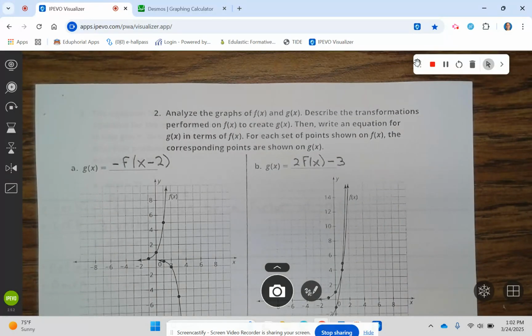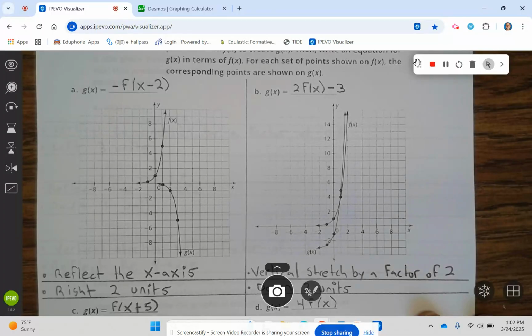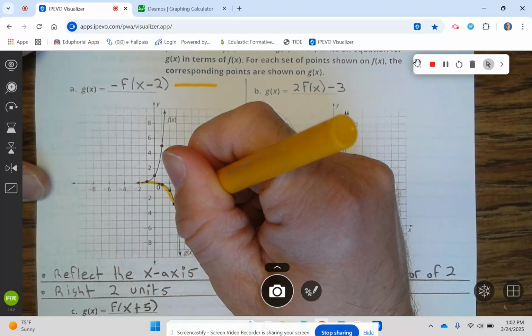Two, analyze the graphs of f of x and g of x. Describe the transformations performed on f of x to create g of x. Then write an equation for g of x in terms of f of x. For each set of points shown on f of x, the corresponding points are shown on g of x. A. G of x equals negative f of x minus 2. It reflects the x-axis and is right 2 units. And it corresponds to this graph right here.